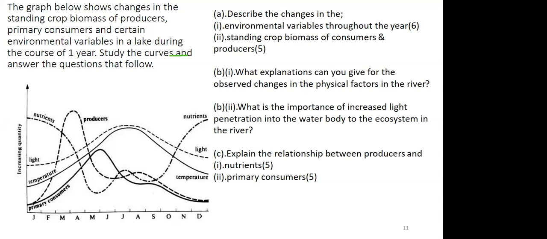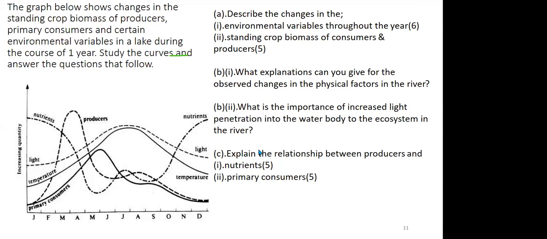Actually, what we see is generally an inverse relationship. Okay? Williams, it's an inverse because we notice that from January to about March, we see that as the nutrients are decreasing, the producers are increasing, which should suggest to us that the producers are actually consuming the nutrients. Okay, the nutrients are being consumed.